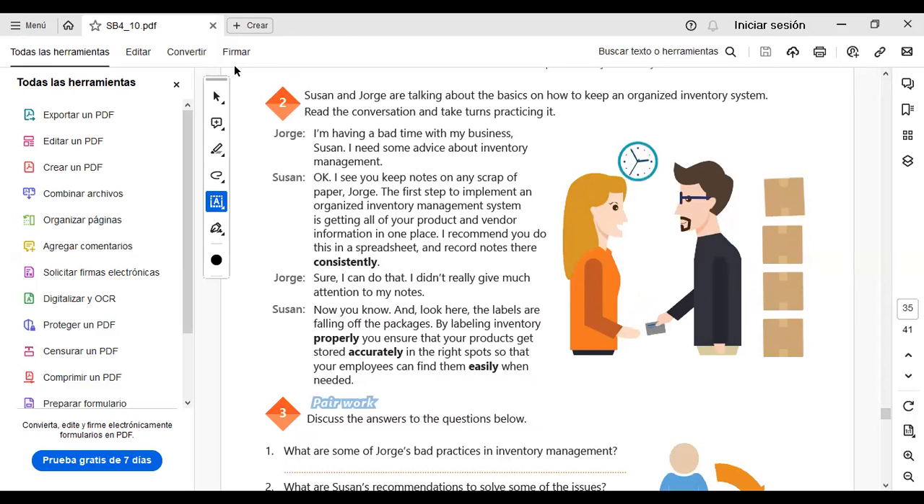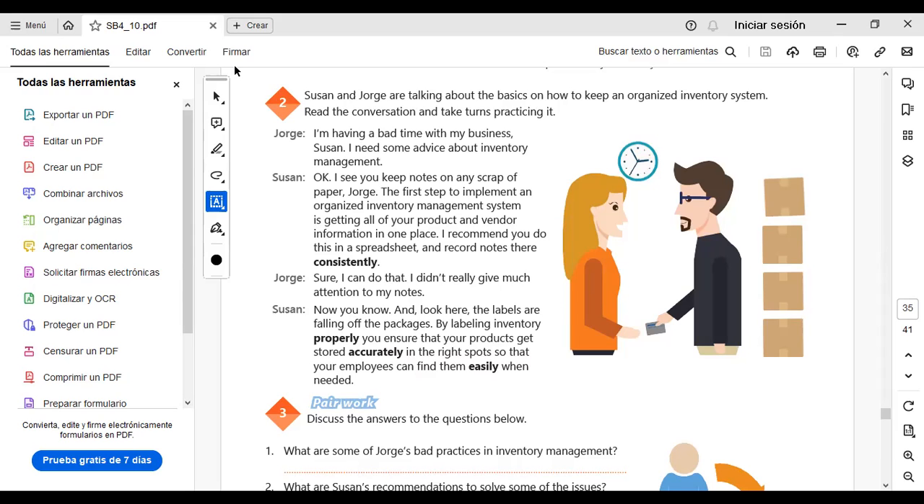Okay, I'm George. I'm having a bad time with my business, Susan. I need some advice about inventory management. Okay, I see you keep notes on any scrap of paper, Jorge. The first step to implement an organized inventory management system is getting all of your product and vendor information in one place. I recommend you do this in a spreadsheet and record notes there consistently. Sure, I can do that. I didn't really give much attention to my notes.